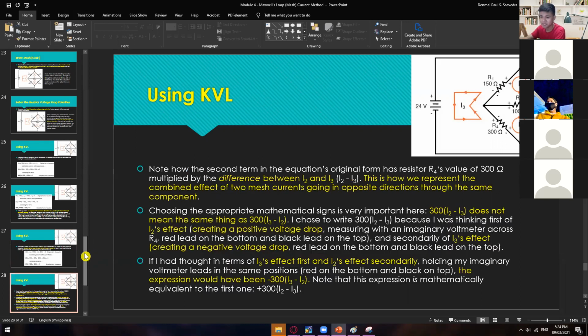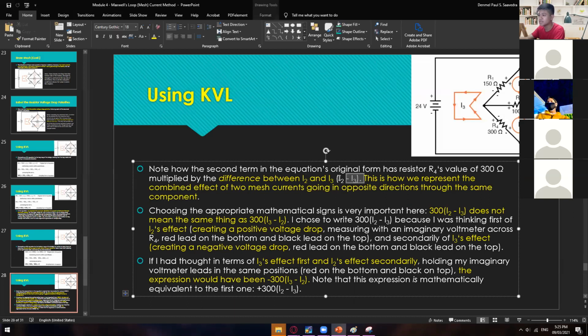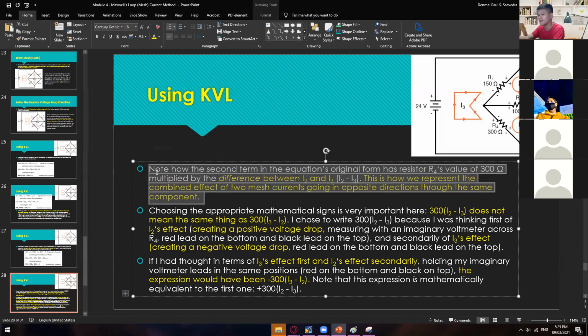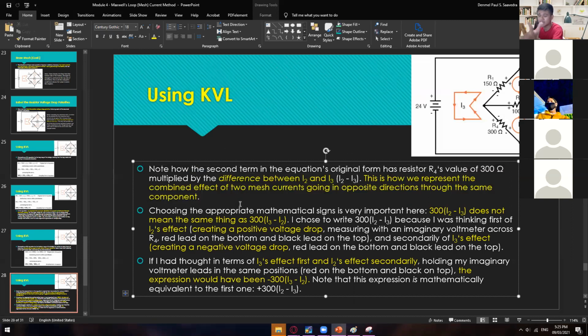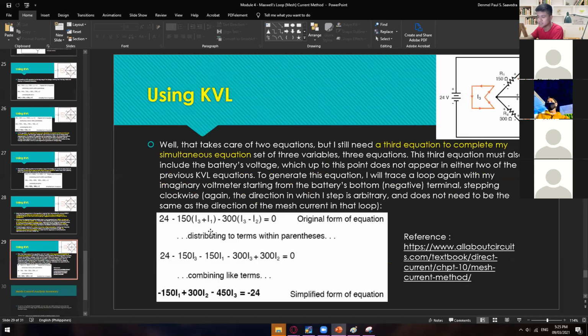I'm rushing now since we don't have enough time anymore. We now only have 7 minutes. So for the last one, using KVL, note how the second term in the equation's original form has resistor R4 with a value of 300 ohms multiplied by the difference between I2 and I3. That is why we have here I2 minus I3, because they don't have the same symbol. That's what it's trying to explain right here. So we have opposing directions.